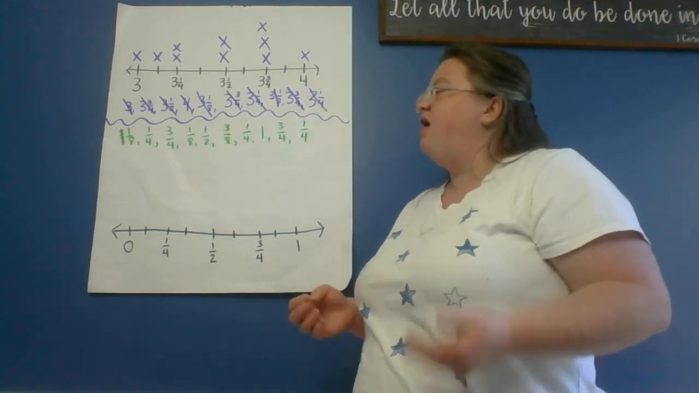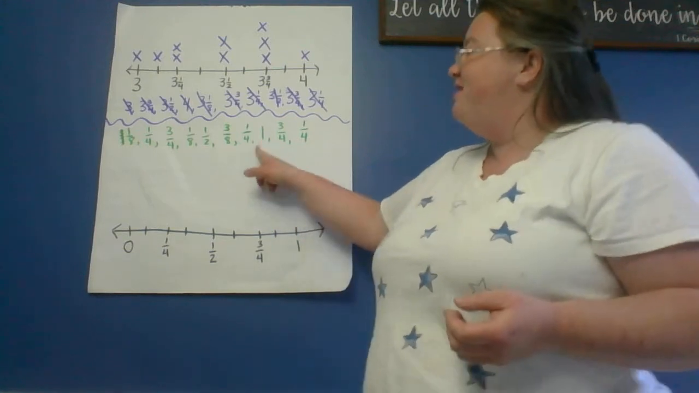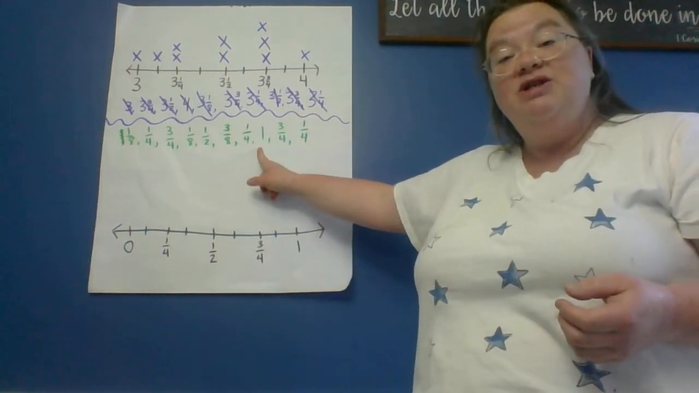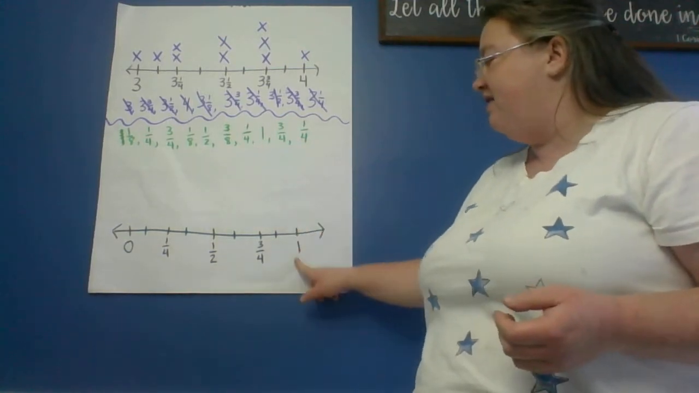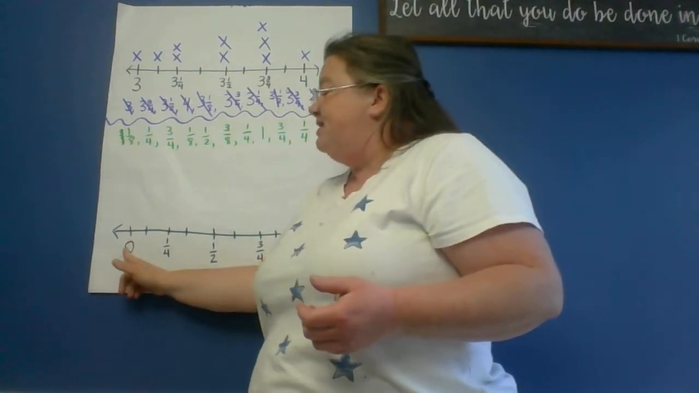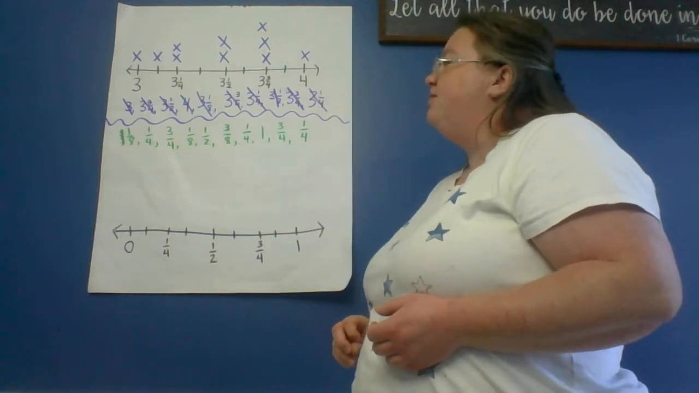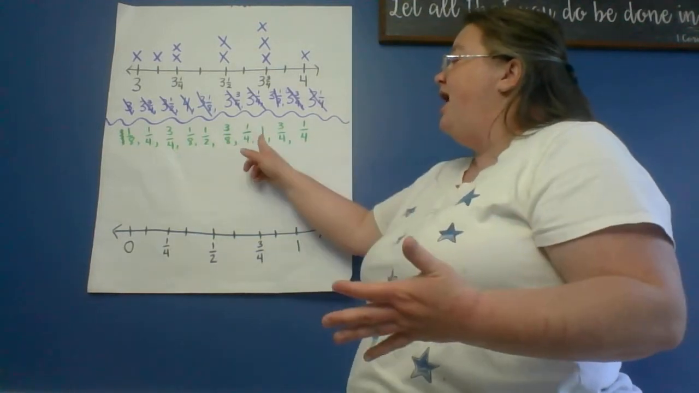So again, I thought about the lowest number and the highest number. And I saw that 1 is the highest number in this group of data. So I went ahead and put that over here. That's my high side. And I just went ahead and made 0 my low side because all of these fractions are between 0 and 1.